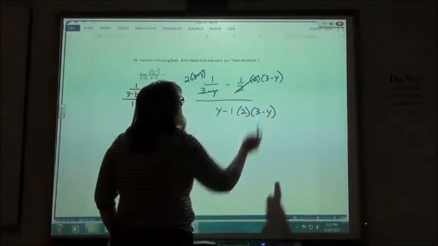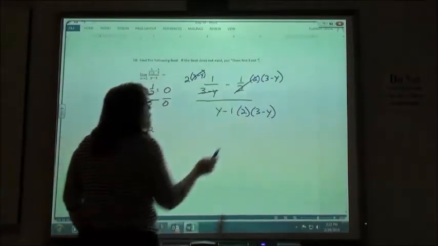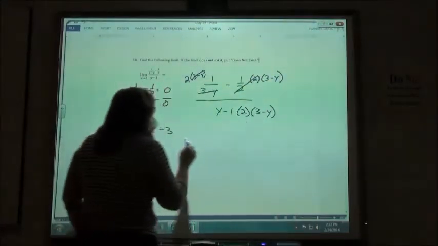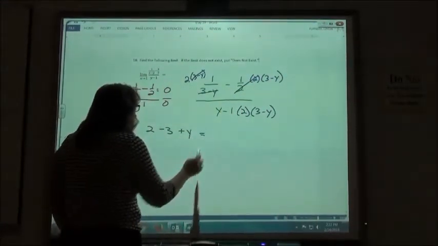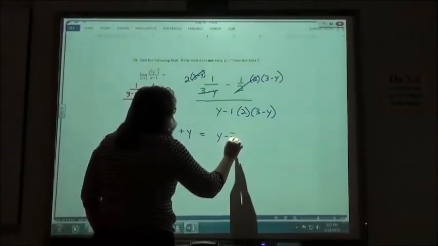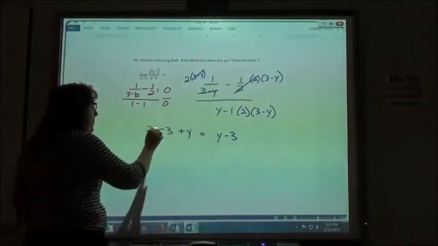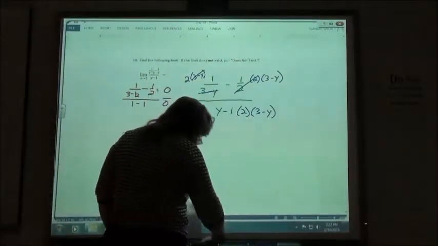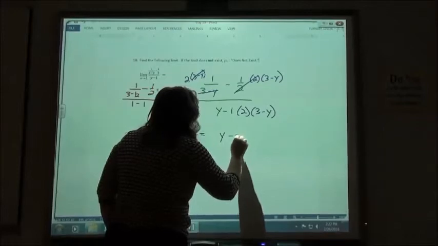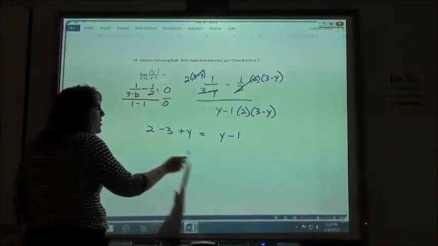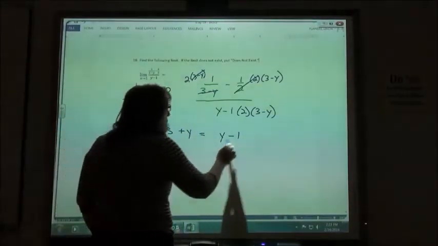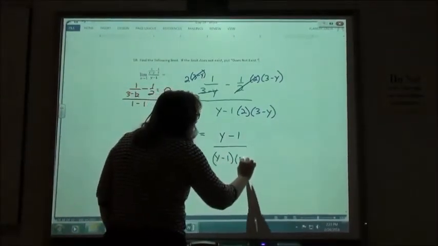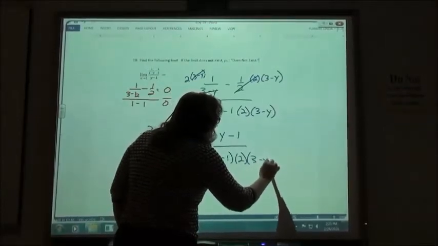Here the 2's cancel out. Negative 1 times 3 would be minus 3. Negative times a negative is going to be a positive y. So on the top, I'm going to have y minus 3. No, not y minus 3. I'm going to have y minus 1. Y and 2 minus 3 would be minus 1. So I have y minus 1 on the top. On the bottom, I have y minus 1 times 2 times 3 minus y.